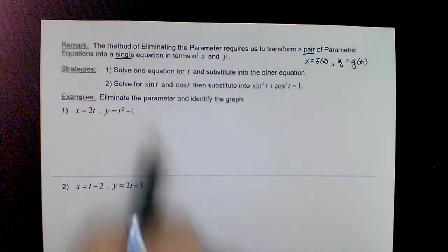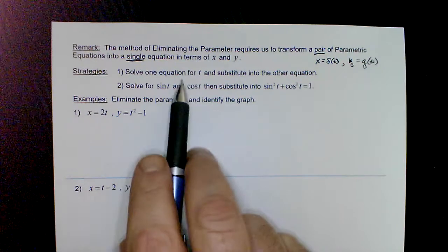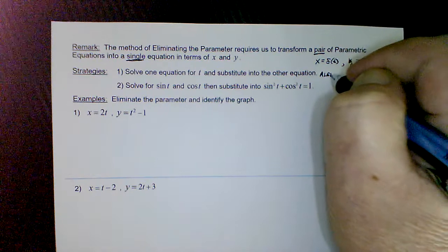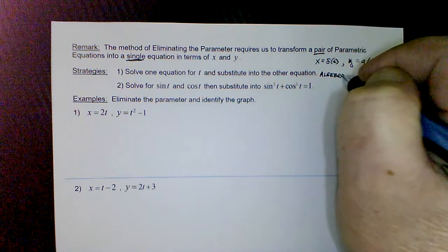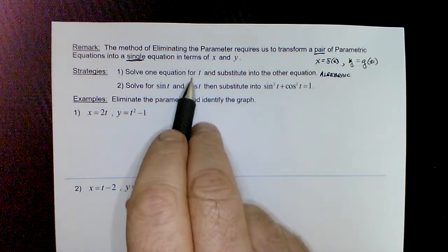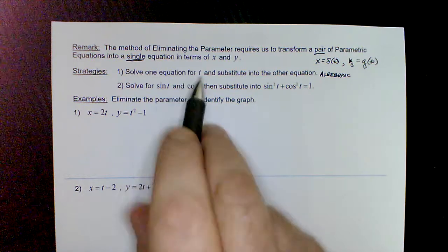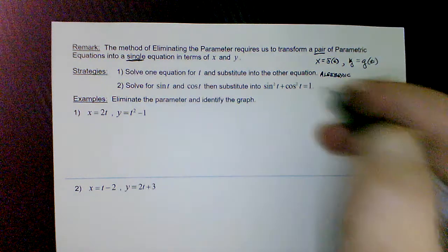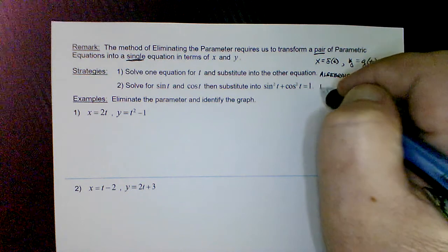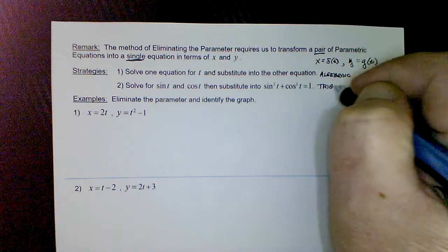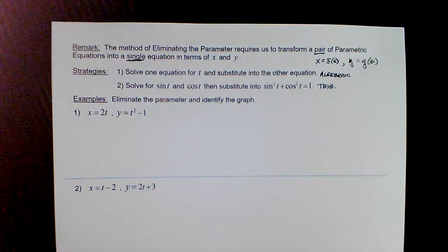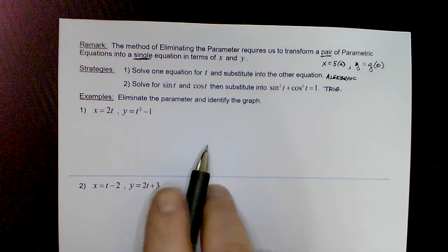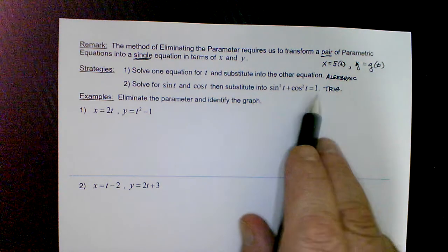Okay, so there's two strategies. Solve one, if it's algebraic in nature, we're going to solve one equation for t and substitute in the other. But if there's sines and cosines involved, which there typically are, so I'll just say this is trigonometric in nature, then we're going to solve for sine of t and cosine of t respectively, and then substitute into the Pythagorean Theorem, because that's a known relationship.